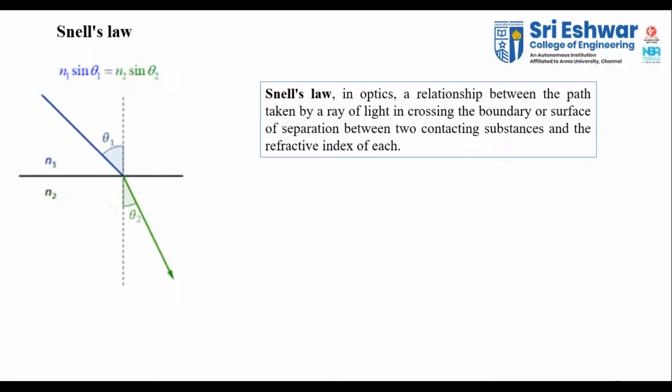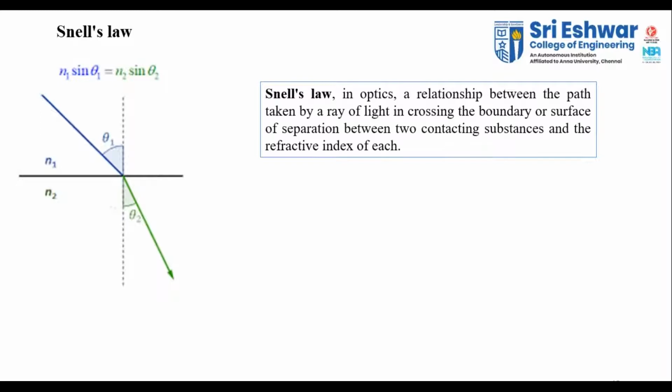The second case, refraction. In refraction, the light enters from medium 1 to medium 2. Depending upon the medium, the speed of the light changes. So we watched that in the previous video. The third one is Snell's law. What is the condition? N1 is medium 1 and N2 is medium 2. They may be different types of medium. So N1 sine theta 1 is equal to N2 sine theta 2. This is the basic condition for Snell's law.